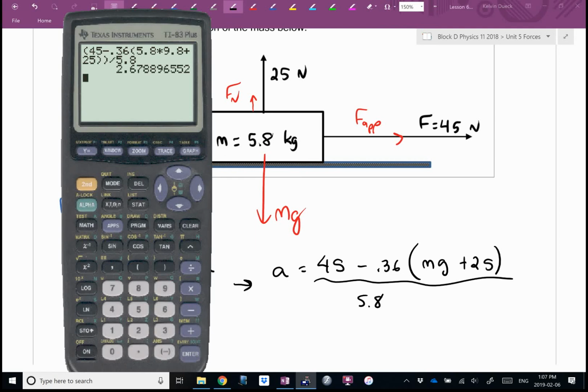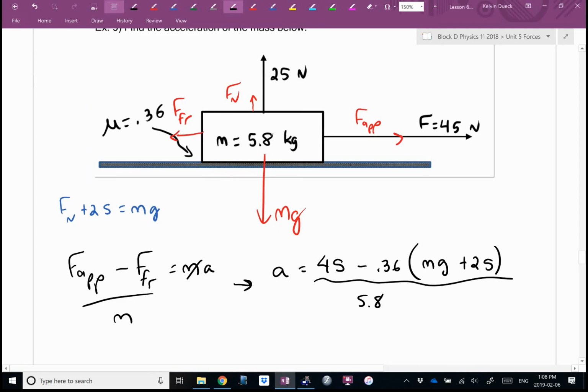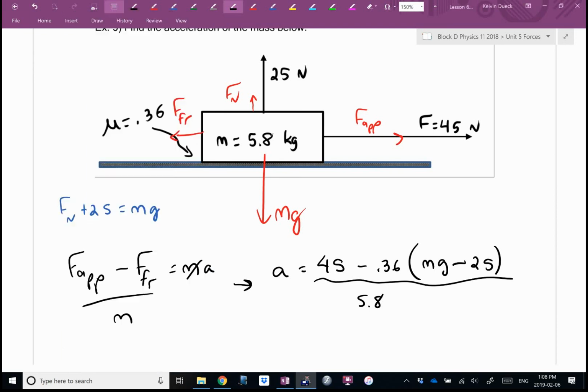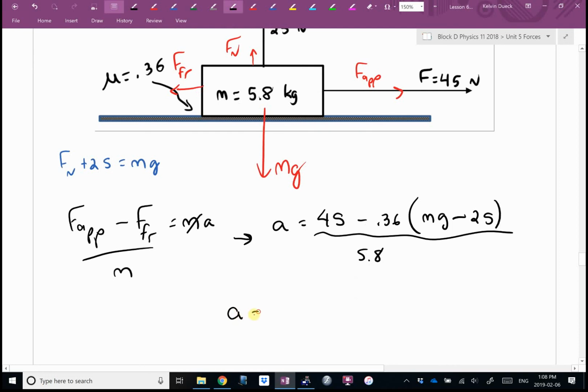Do you get 2.678896552? No? Am I wrong? Maybe I made a mistake. 45 minus mu, 5.8 times... Oh, Mr. Dueck. It's not plus 25, Mr. Dueck. Oh, I did make a mistake. Silly Mr. Dueck. Do you get 5.782344828? 5.78? Meters per second squared.